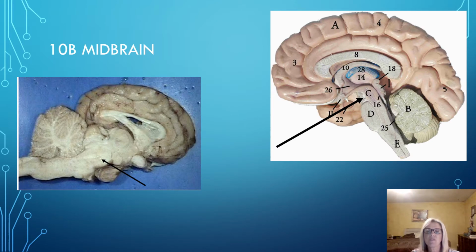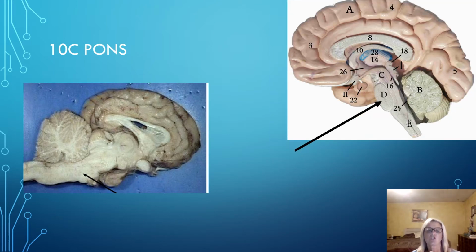All right, here we have the midbrain. This can also sometimes be called the mesencephalon. It is associated with vision, hearing, motor control, and also sleep and wakefulness cycles. So here we see the pons, and this is kind of like the bridge that links the medulla oblongata to the thalamus. It helps connect the cerebrum and the cerebellum.